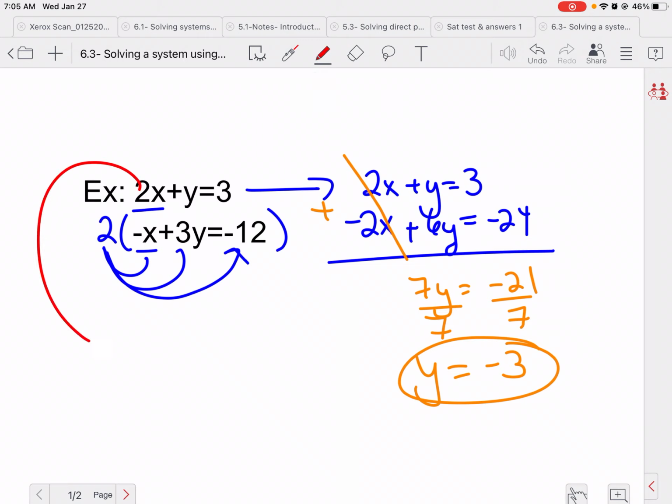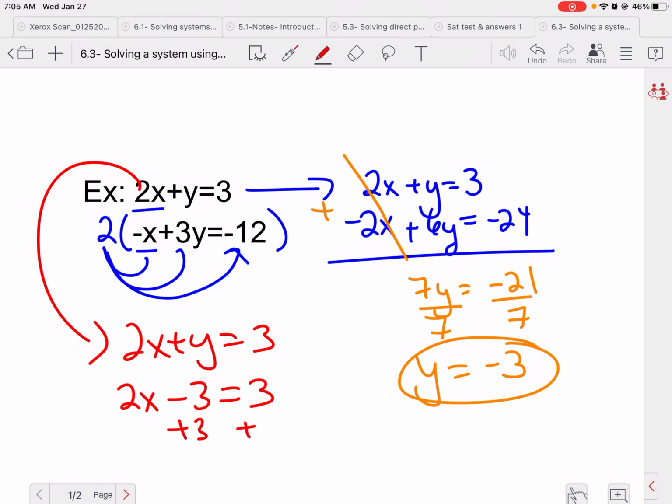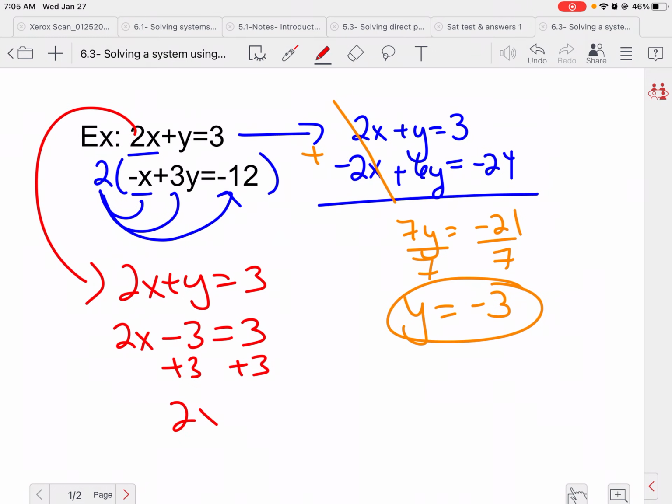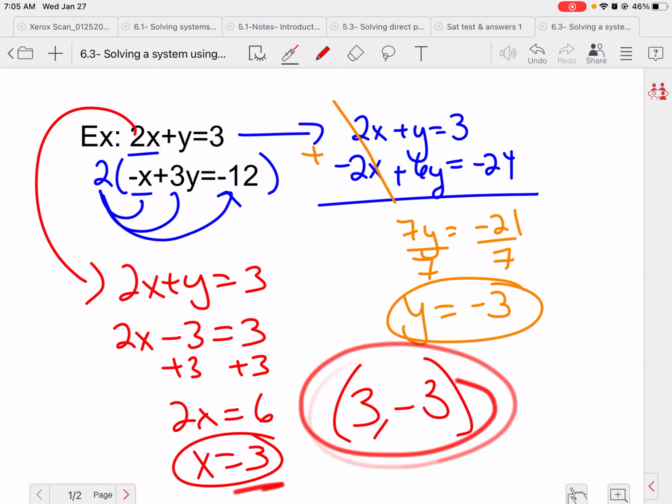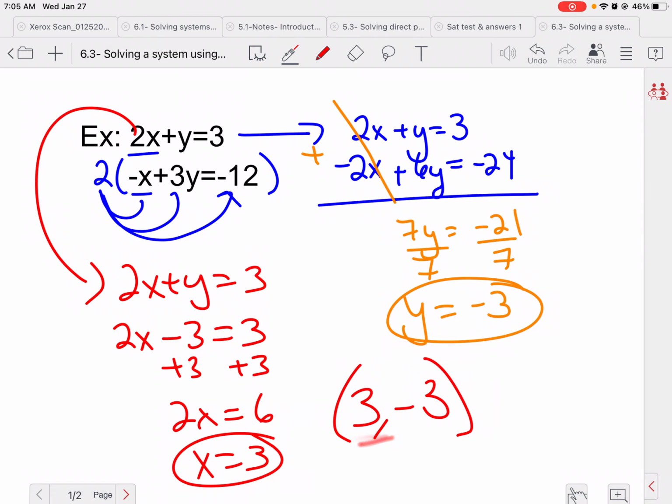I'm going to plug it into this top one here, so 2x plus y equals 3. And so we're going to have 2x minus 3 equals 3. So I'm going to add 3 to both sides. So I get 2x equals 6. So x equals 3. And remember, just because you solved for one first doesn't mean it goes first in the ordered pair. X always goes first in the ordered pair, right? So I had to find x before I could write my ordered pair correctly.